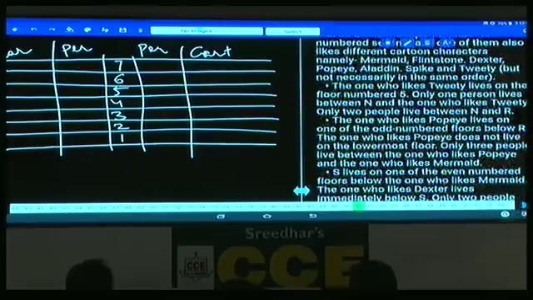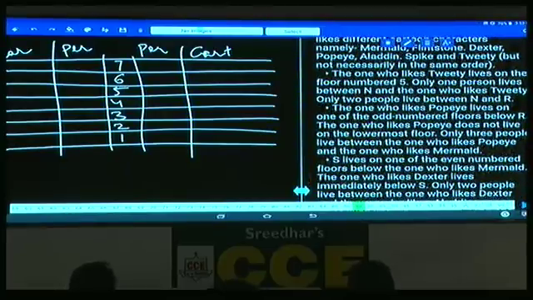Then in this one, the one who likes Tweety lives on floor number 5. The one who likes Tweety lives on floor number 5, and this is floor number 5. Tweety will be here. Only one person lives between N and the one who likes Tweety. Tweety is 5. One person means N can be on the 3rd or N can be on the 7th, isn't it? Hence, how many possibilities do we have? We have 2 possibilities. Hence, we are drawing the second possibility here.